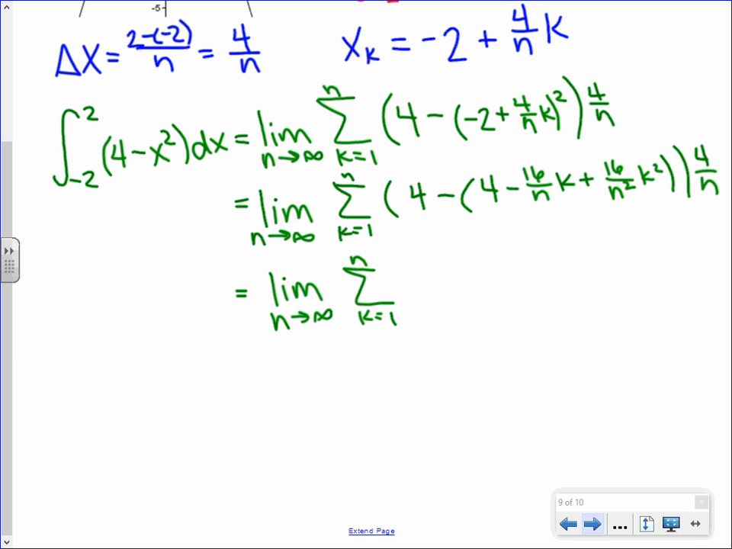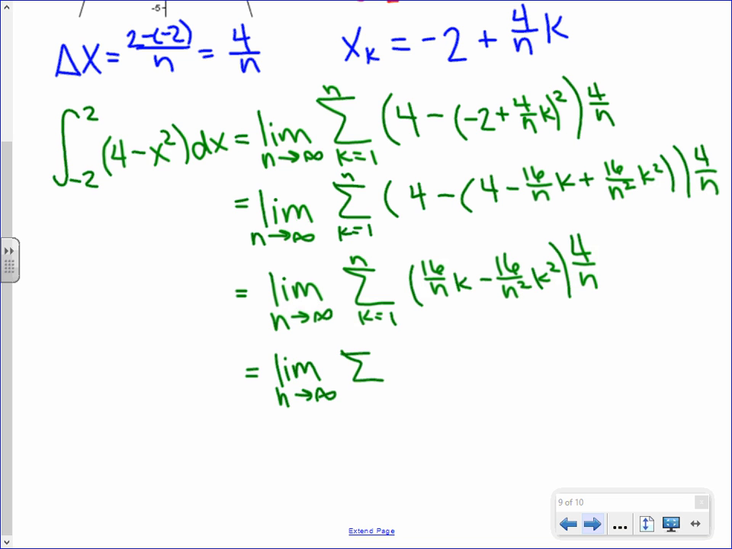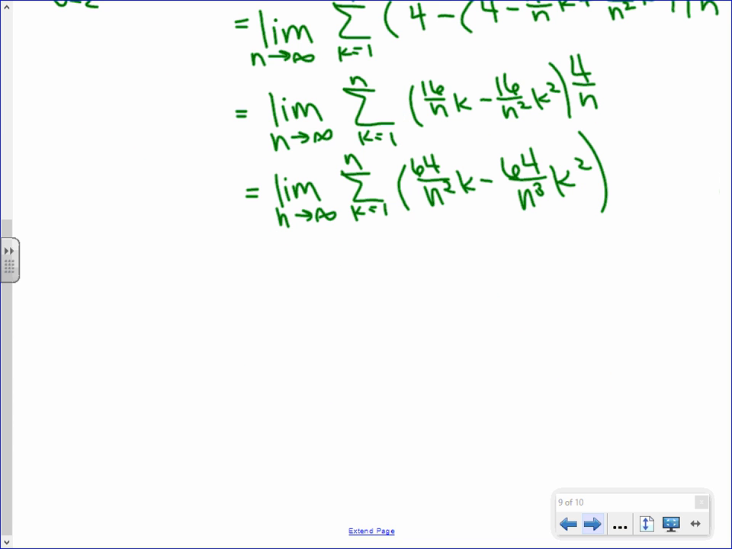All right. Well, this is nice though, right? 4 minus 4, that goes away. And we're left with a positive 16 over n k minus 16 over n squared k squared times 4 over n. We're still not there yet. Okay. All right. We're almost there. And by almost there, I mean we almost can find our sum. Let's see. We have 64 over n squared k minus 64 over n cubed k squared. If you're paying attention to those 4 special limits, you'll see the pattern we're working with here. We have something over n squared times k and something over n cubed times k squared. That is good. That's what we need to have happen.